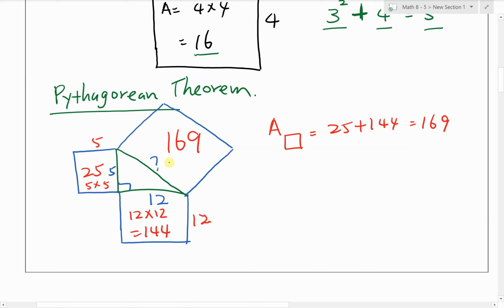Again, that came from 25 plus 144. It's just the sum of the other two squares. Let me call it hypotenuse squared. The hypotenuse squared is always the sum of the legs squared.